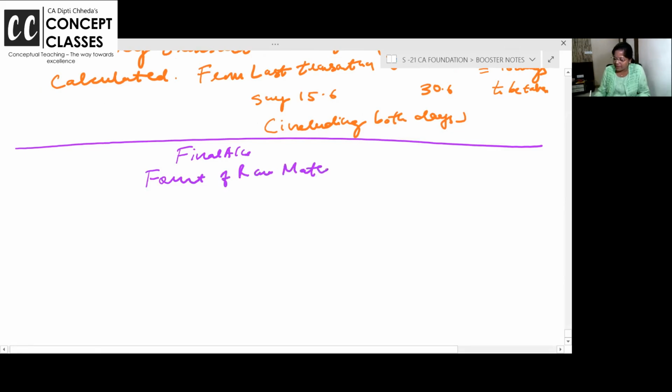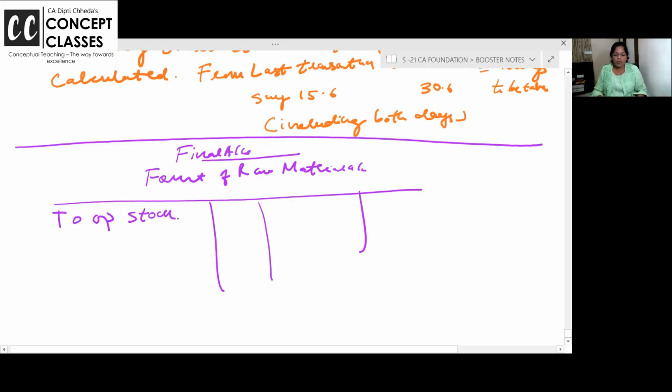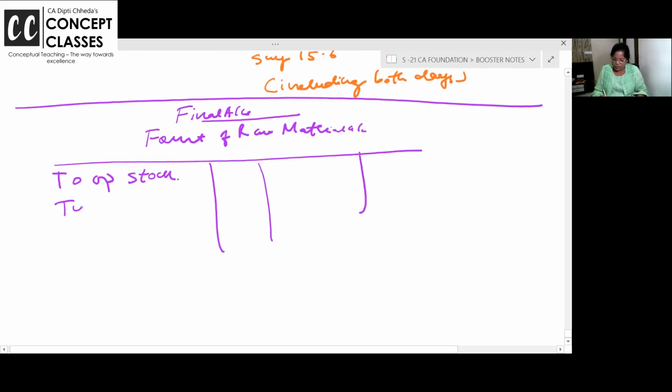कभी कभी पूछ लेते हैं ना कि raw material का account बनाओ. So what we do in Adless, same we will do it in account. क्या लिखोगे? To opening stock of raw material, to purchases, to expense, the core expenses for material: carriage inward, freight inward, on-road insurance, and all that.